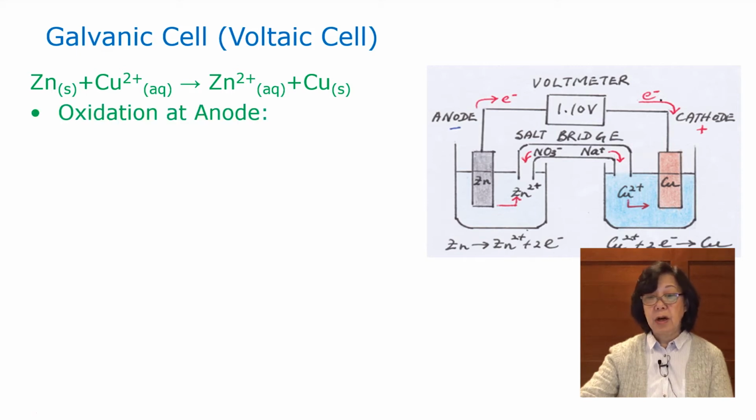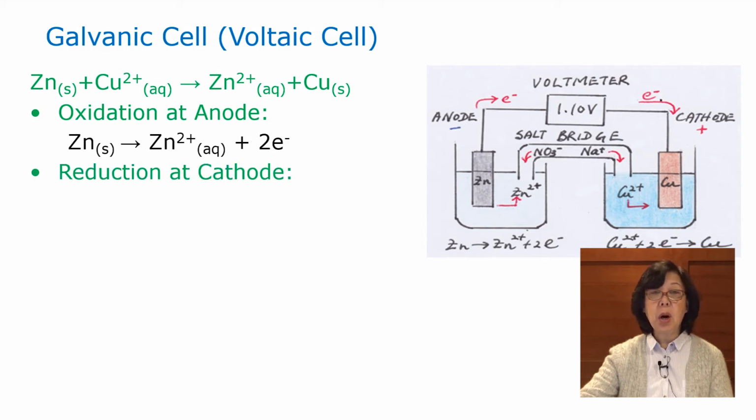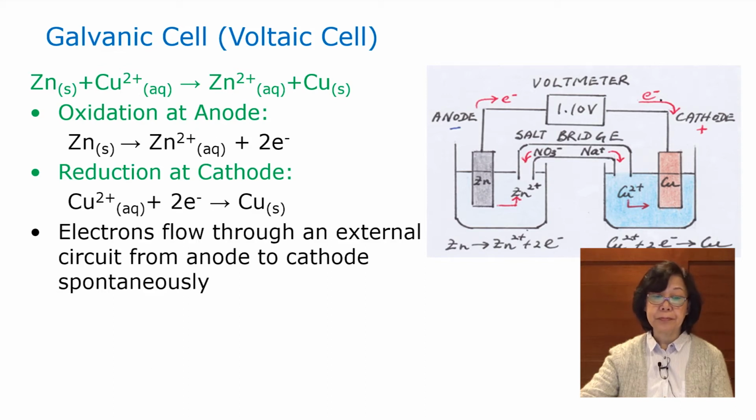Now, the oxidation happens at the anode. This is something we should remember. So at the anode, you have zinc metal oxidized into zinc ion, releasing 2 moles of electrons. The reduction always happens at the cathode. So we have copper 2 plus ion gaining 2 moles of electrons to be reduced into copper metal.